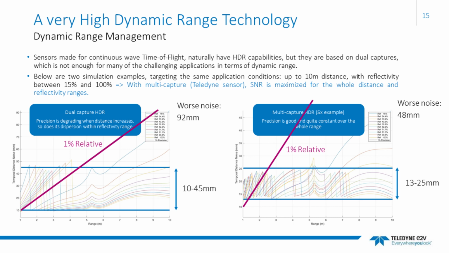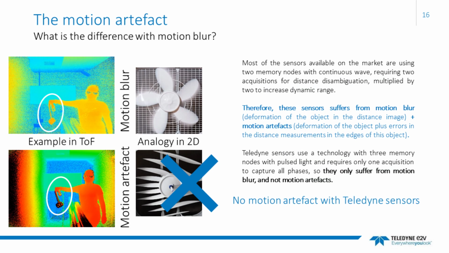Also, you can notice that in the multi-capture HDR from 2.5 meters, the noise for all distances and all reflectivities is well below 1%, while it is not the case for the dual capture HDR. Lastly, the worst noise, either for low reflectivity and long distance, is almost twice in dual capture compared with multi-capture.